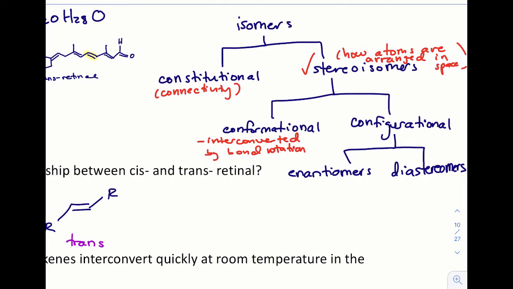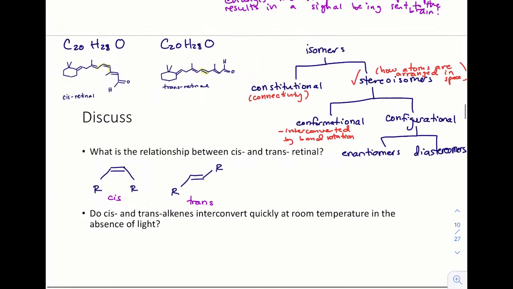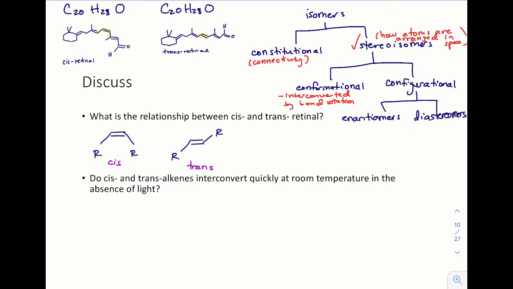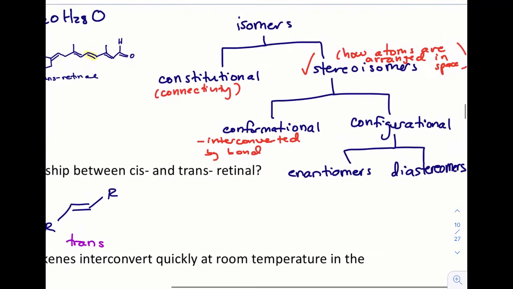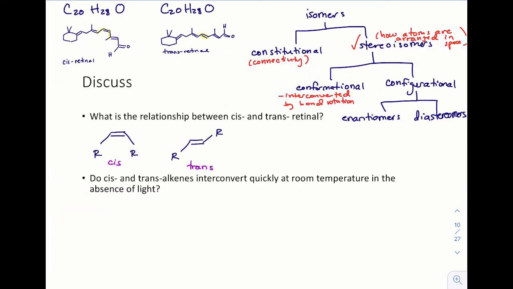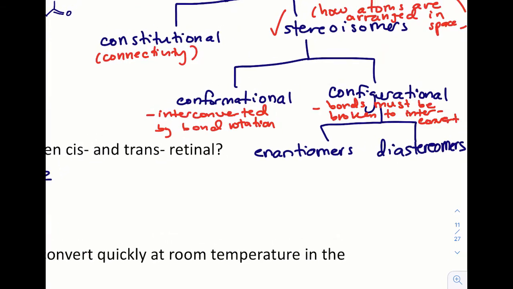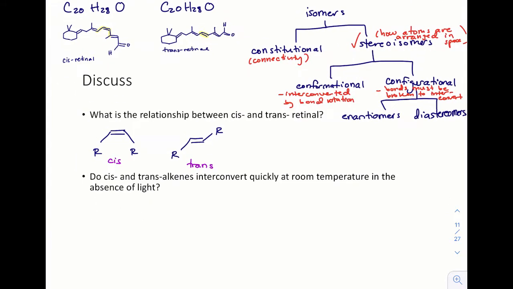Well, if they are stereoisomers, and clearly they are, you can look at them and you can see the atoms are arranged differently in space. They're either conformational or configurational. Conformational isomers can be interconverted with simple bond rotation without breaking any bonds. Are cis and trans retinal conformational isomers? To interconvert between configurational isomers requires breaking a bond. So which do you think it is? Conformational or configurational? Yeah, cis and trans alkenes and cis and trans retinal are configurational isomers.